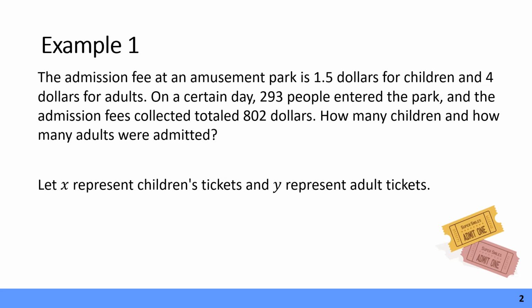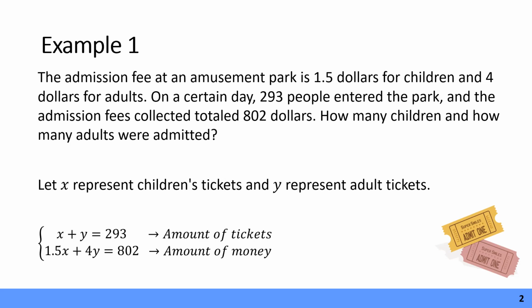Now my second equation is actually going to be talking about the money. So here we go. First one, like I said, X plus Y equals 293. But now the second equation is going to be the one where I'm going to be throwing in the money that they gave me. So $1.5 for children. So that's going to go in front of the X because X represents children. So 1.5 for every child ticket. So I'm going to multiply them. And then I add it times the $4 that every adult ticket is worth. And since Y represents adults, I'm going to put 4Y. When I add all of those tickets with their monetary value, I'm supposed to get the $802 that they collected at the end of the day.